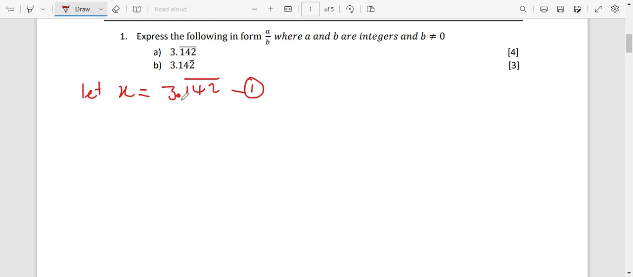So I need to move. Let me ask this question. How many times should I move the decimal point so that it goes behind the bar, or behind the 2? Anyone, please, who can answer me? You can just open the mic and speak. Very good. Okay, so for me to move the decimal point 3 times, I need to multiply equation 1 by what number?